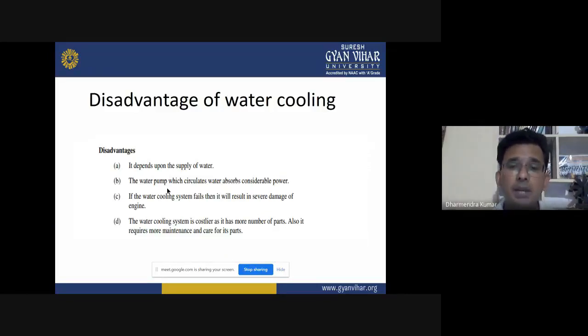If we only depend on the water cooling system and there is a lack of water, then the temperature rises, and it may damage some parts where the temperature is higher. The water cooling system has more parts, and it also requires more maintenance and care of its parts. In the air cooling system, we have seen that there is no auxiliary item or auxiliary part that has to be implemented around the engine.